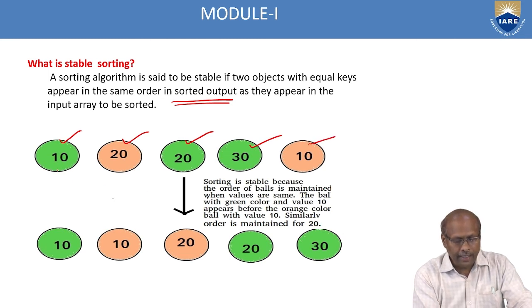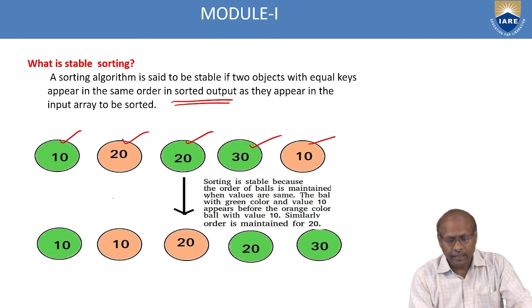Now here 10 is available two times. Please observe here 10 in a green color, 10 in the brown color. And there is a 20 also two times. 20 in the brown color, 20 in the green color. So my input is given in this format.